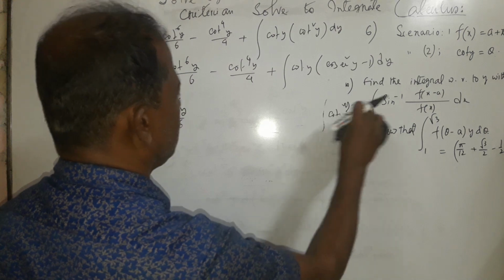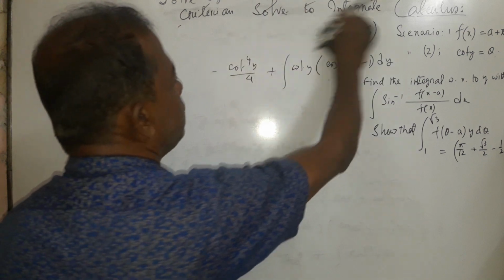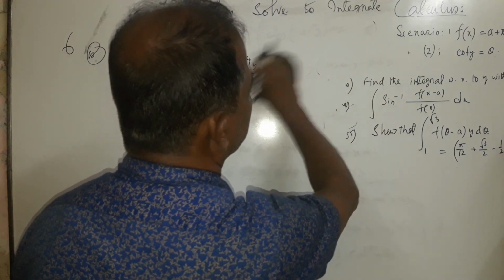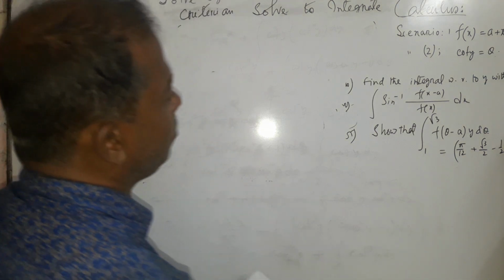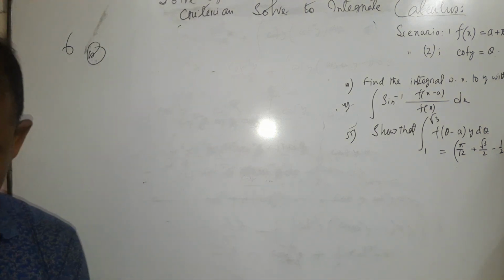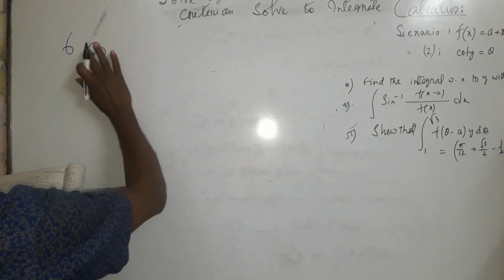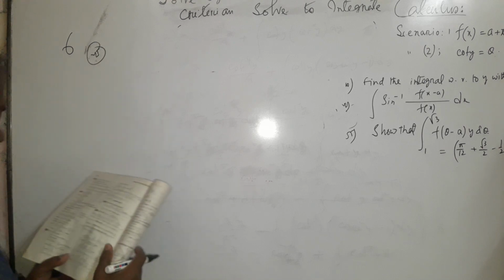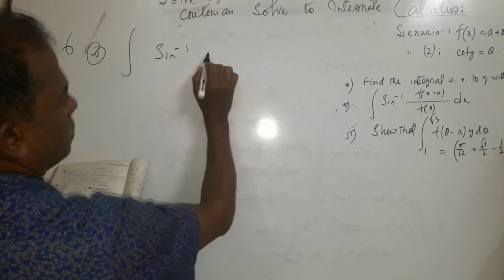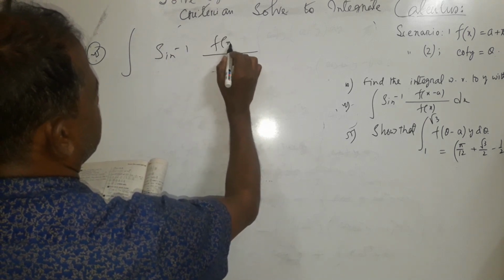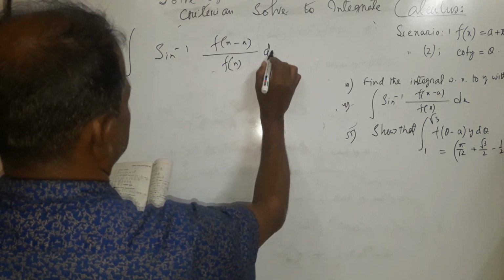So no problems. I think you have an easy way, an easy process. Scenario 2 and scenario 1. Scenario 2: sin inverse of the square root of x minus a divided by f of x, meaning the integration of sin inverse of the square root of x minus a divided by f of x dx.